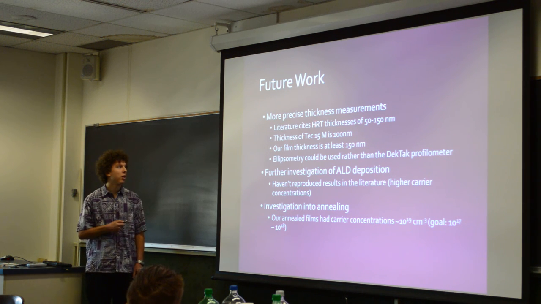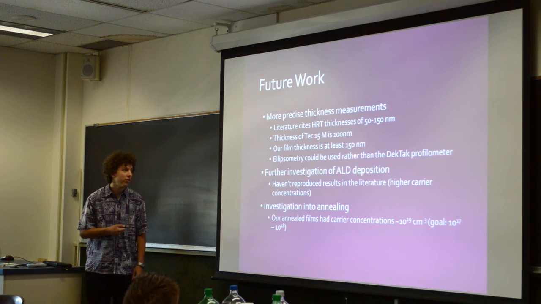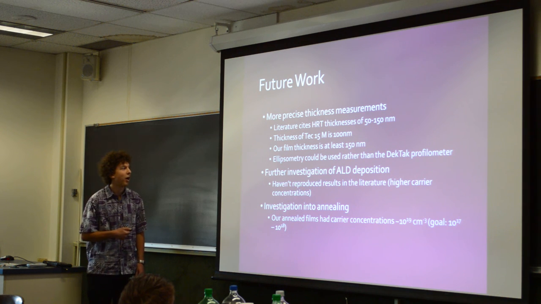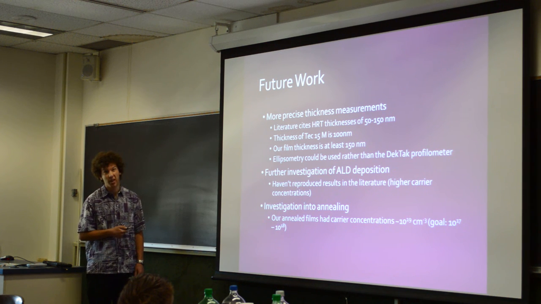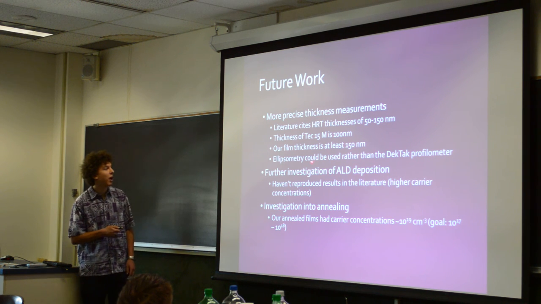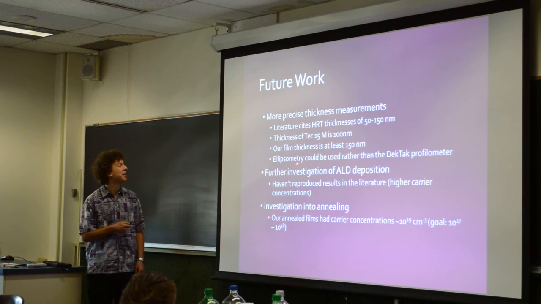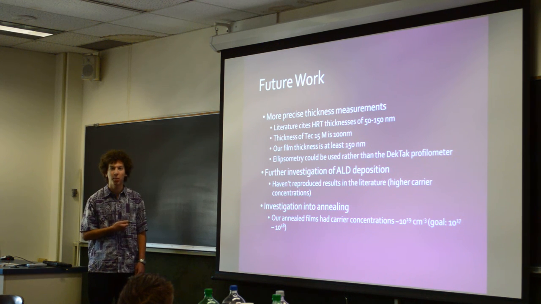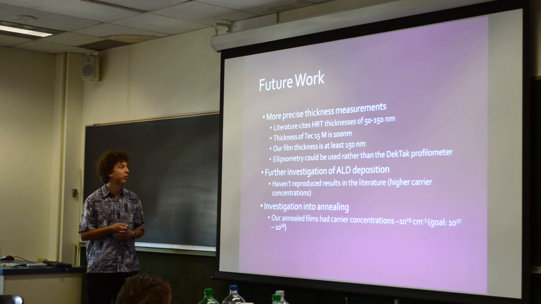Literature cites best HRT thicknesses between 50 and 150 nanometers. The Tech 15, which is our control, is at 100 nanometers. And our film thickness is at least 150 nanometers, but I'm pretty sure it's thicker than that. So it's definitely on the high end, but we need to know exactly what it is if we're really going to get this down to a science, if you will. So ellipsometry could be used rather than a profilometer. It could lead to better precision.